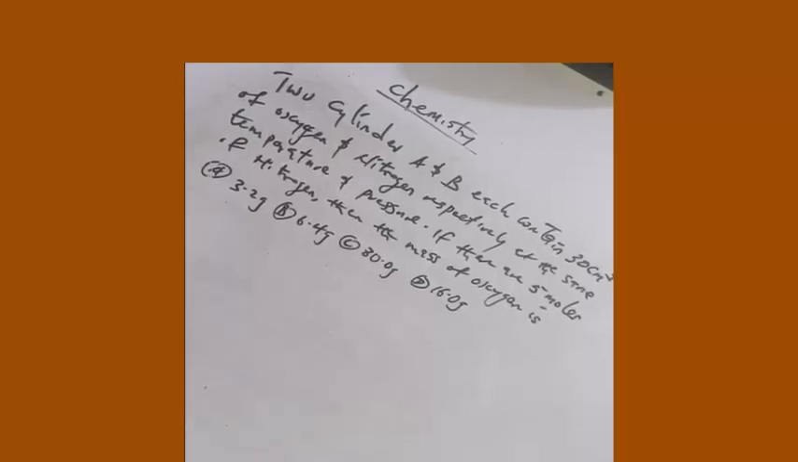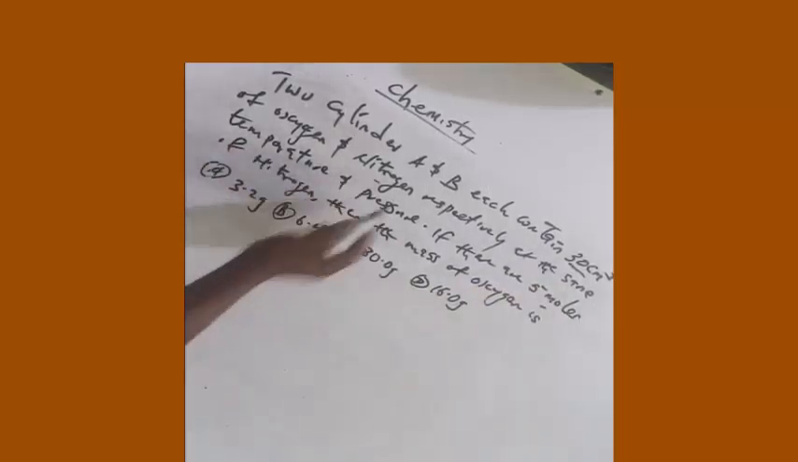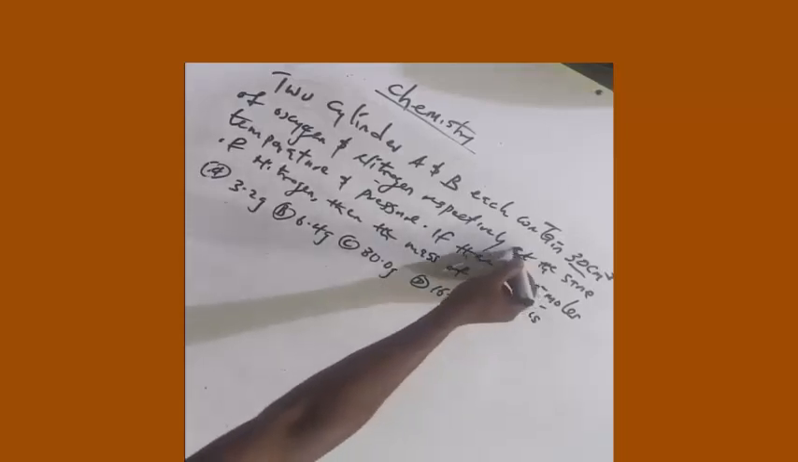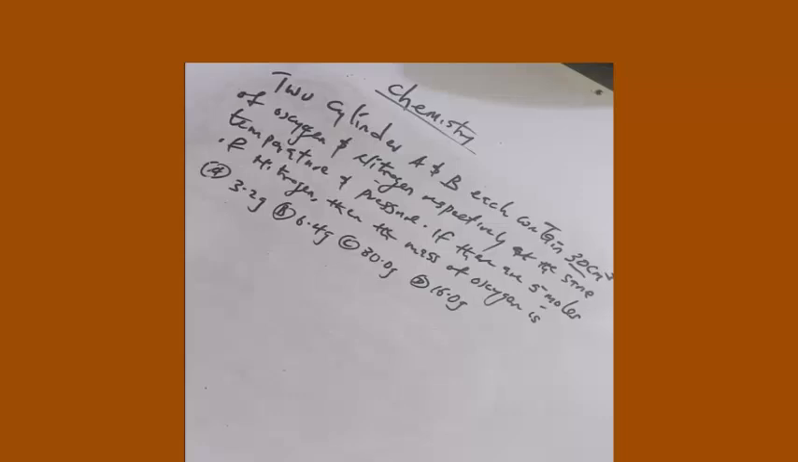Okay, next question. Two cylinders A and B each contain 30 cm cube of oxygen and nitrogen respectively at the same temperature and pressure. If there are 5 moles of nitrogen, then the mass of oxygen is A 3.2 gram, B 6.4 gram, C 80.0 gram, D 160 gram.